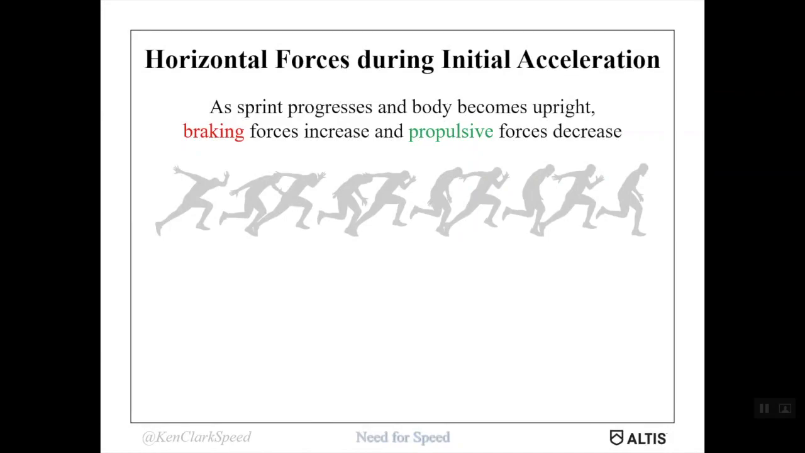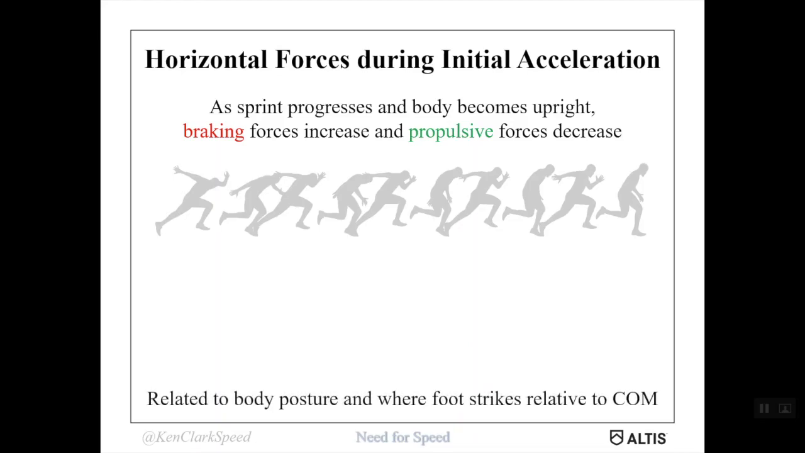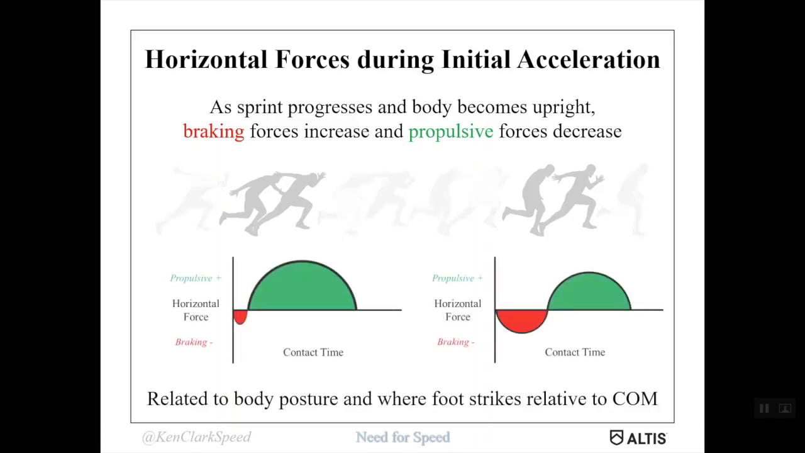As the sprint progresses and the body becomes more upright, the braking forces increase and the propulsive forces decrease. This is related to the body posture and where the foot strikes relative to the center of mass. So in initial acceleration, when the foot strikes in front of the center of mass or just slightly behind it, there'll be a very small braking force and a very large propulsive force, as we can see in this diagram on the left. As the athlete continues with acceleration and the foot lands further out in front of the center of mass, the braking force increases and the propulsive force decreases.